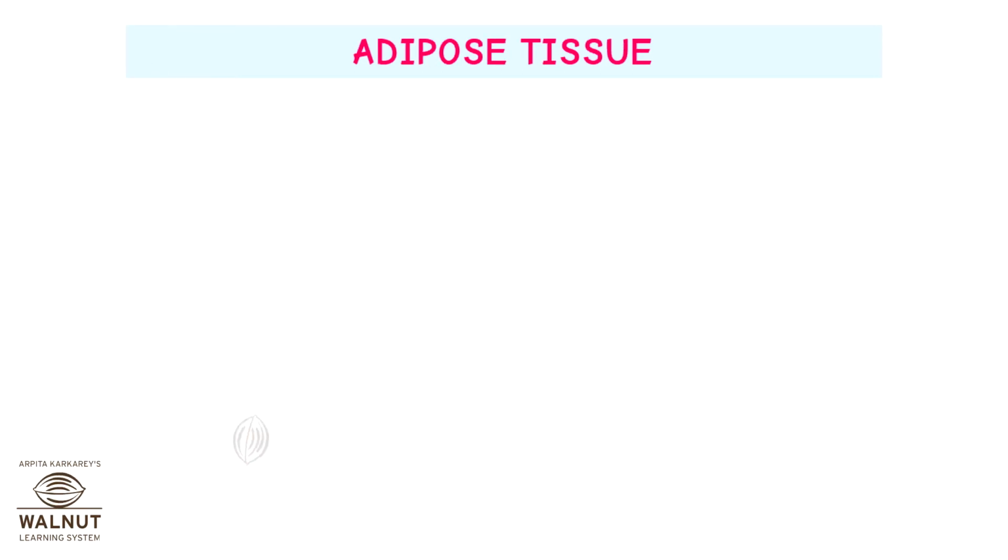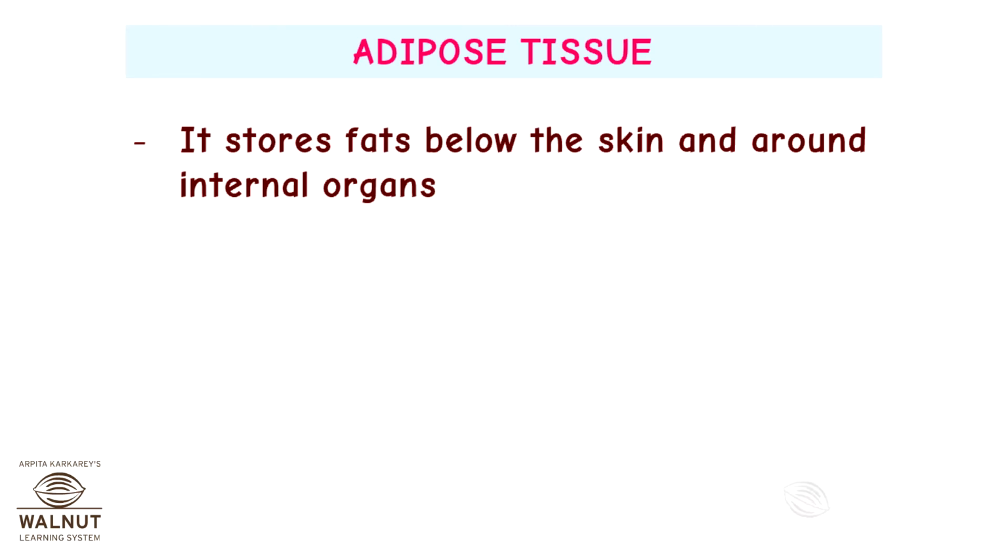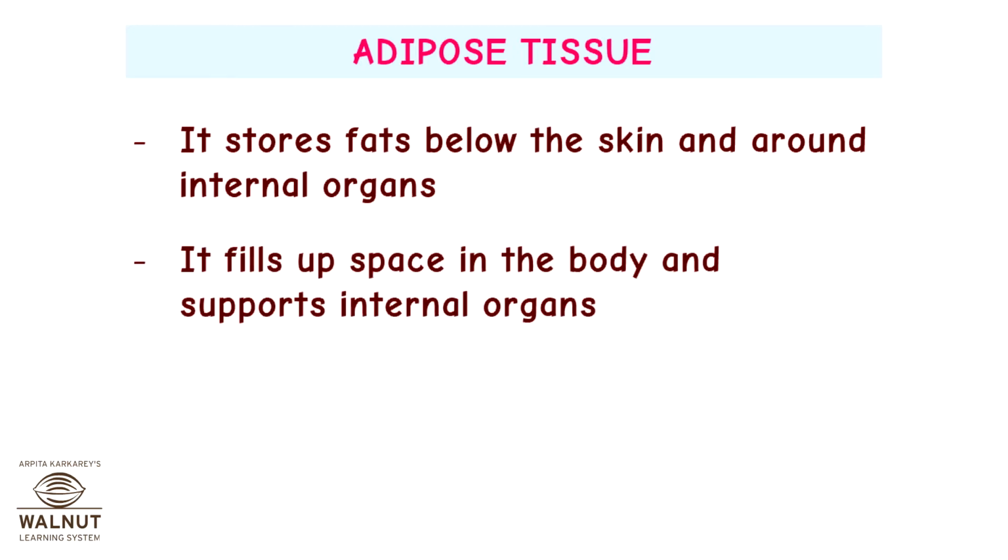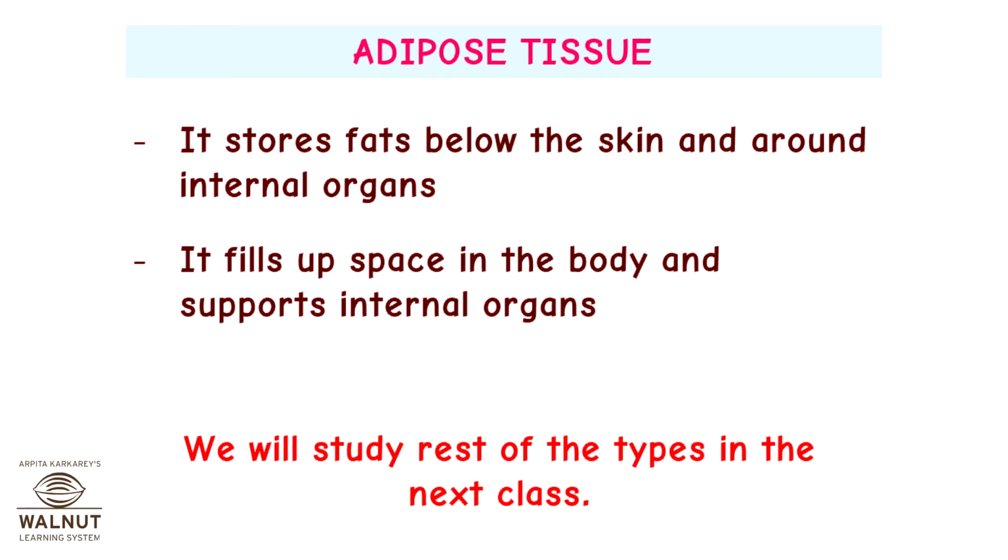Adipose tissue. It stores fats below the skin and around internal organs. It fills up space in the body and supports internal organs. We will study the rest of the types in the next class.